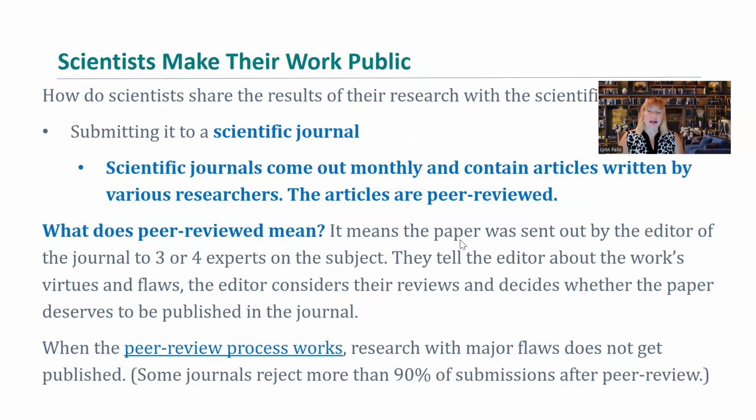Okay. So scientists make their work public. They do it by submitting their work to a scientific journal. So scientific journals normally come out monthly and they contain articles written by various researchers. So all the articles are what we call peer reviewed. So what does peer reviewed mean?